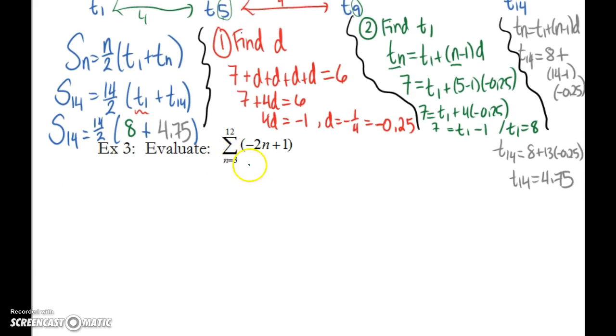example says, let's evaluate, and then we have the sigma notation here.